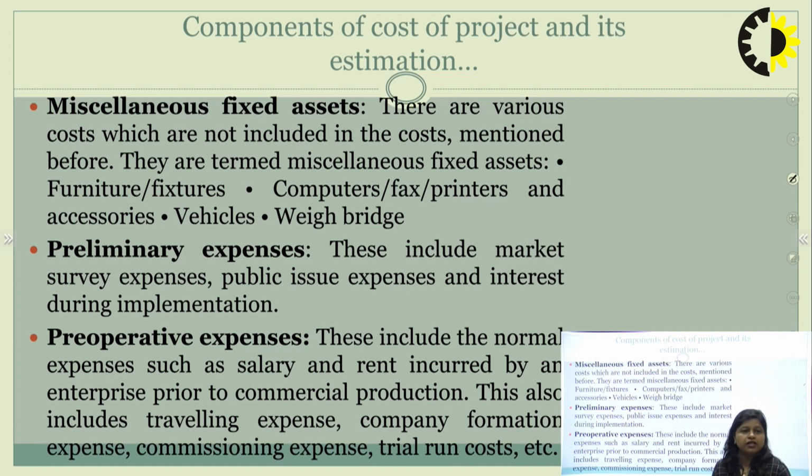To keep our files, we need wardrobes also. So furniture. Now for doing the work, we need computers, fax, printers, and the various accessories involved in that. To move from one place to another, we also need vehicles along with weighbridges. So these are the miscellaneous fixed assets also. You consider this in the fixed assets, like land, site and plant development, they all are fixed assets. Similarly, purchasing furniture, computers, accessories, and vehicles also come under fixed assets.